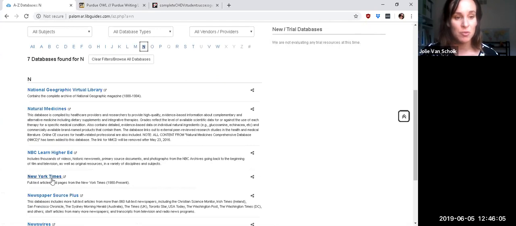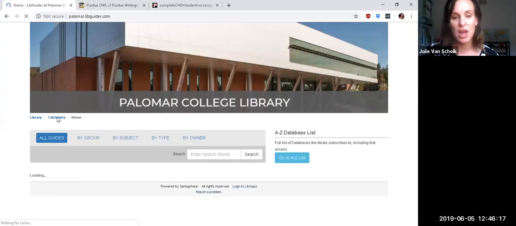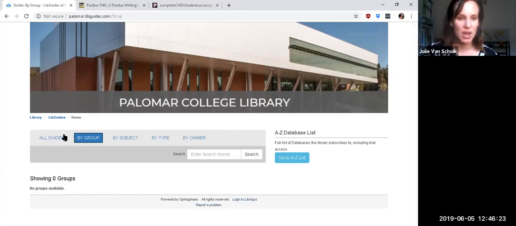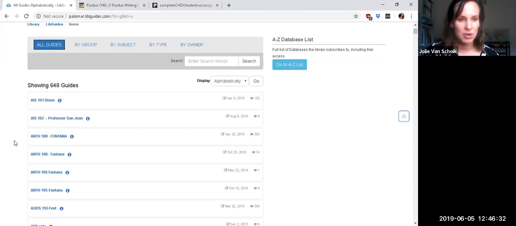If you had something from the New York Times that you saw, but then you lost the article or it's behind a firewall, here are all of the full text journal articles within our Palomar College Library. So please use that to help you as well. We also have some library guides. This is a great way to find guides for searching our libraries as well. So that is our Palomar Library.